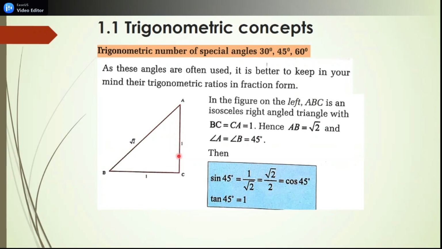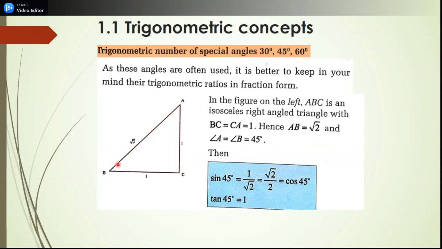This length is 1, and the second length is equal to 1. The angle of this one is 45 degrees. Then the hypotenuse is equal to square root of 2. So by calculating, sine of this angle of 45 degrees is equal to opposite side 1 over hypotenuse square root of 2. When we make some rationalization, we get square root of 2 over 2.